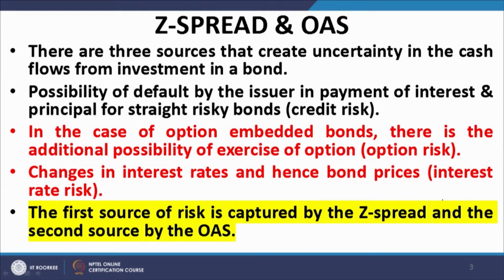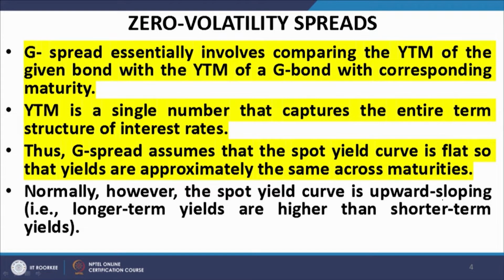The first source of risk is captured by the Z spread and the second source of risk is captured by the option adjusted spread. I shall be talking about the interest rate risk at a later point in time in today's lecture. So, let us talk about the Z spread, the zero volatility spread.